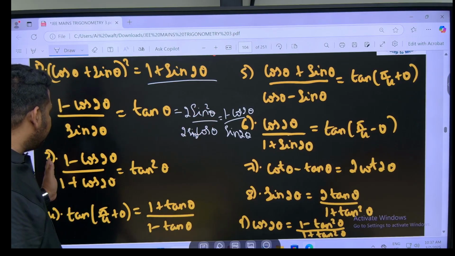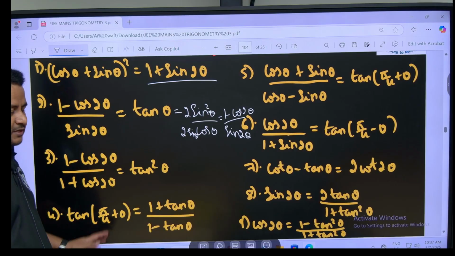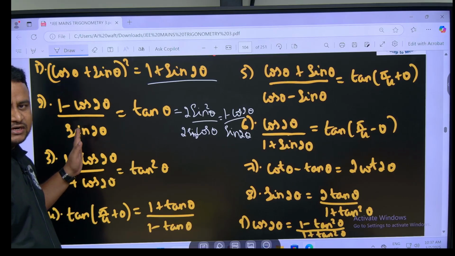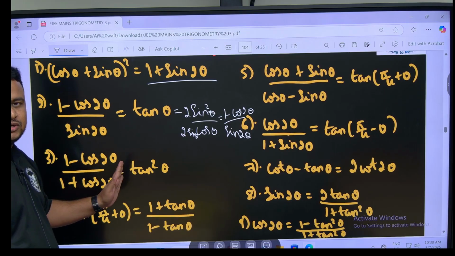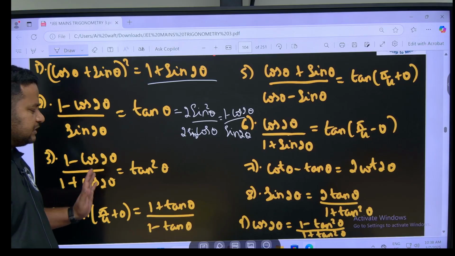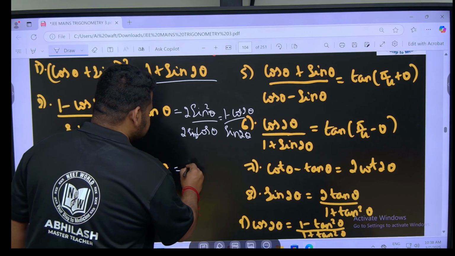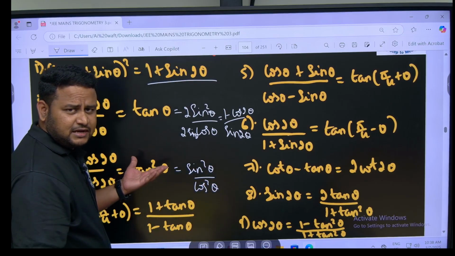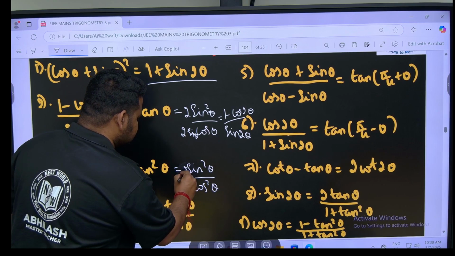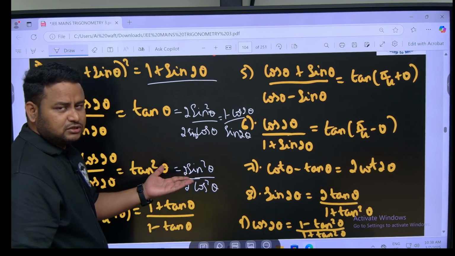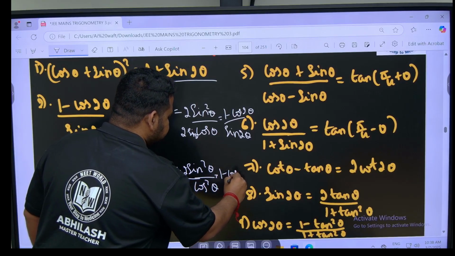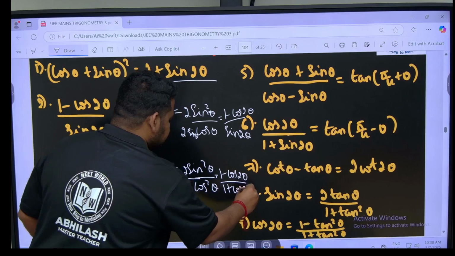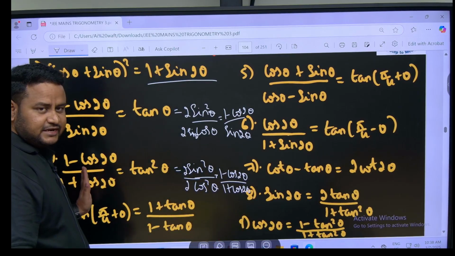See here, friends. We have 1 minus cos 2 theta by 1 plus cos 2 theta is equal to what? Tan square theta. Tan square theta we can write as sin square theta divided by cos square theta. Correct? So I can multiply and divide by 2, and write this as 2 sin square theta by 2 cos square theta. We know that 2 sin square theta is equal to 1 minus cos 2 theta, and 2 cos square theta is equal to 1 plus cos 2 theta. That is what is given here. I am telling you how these relations are also coming.